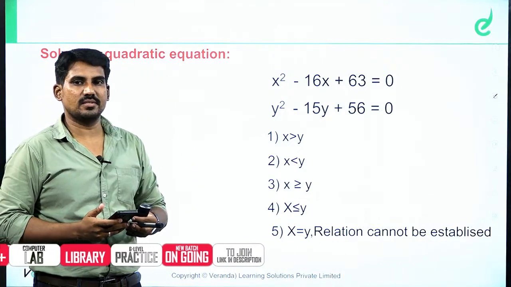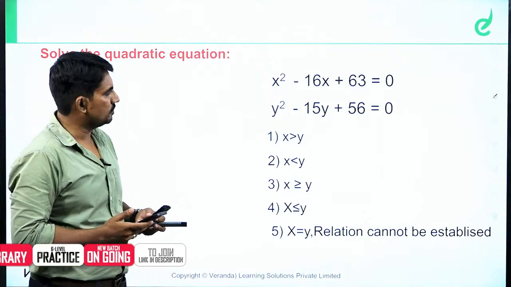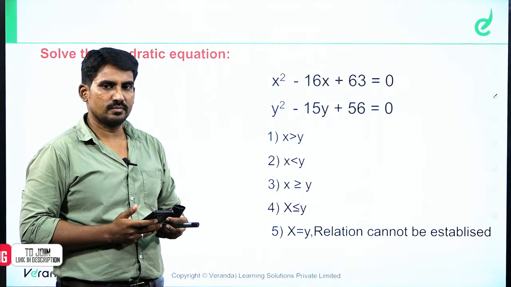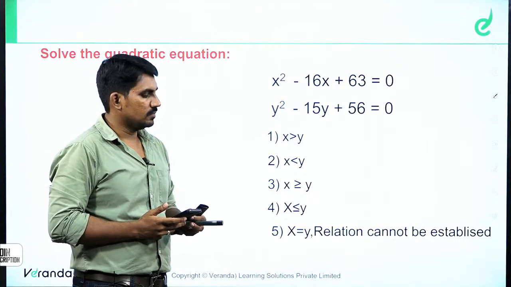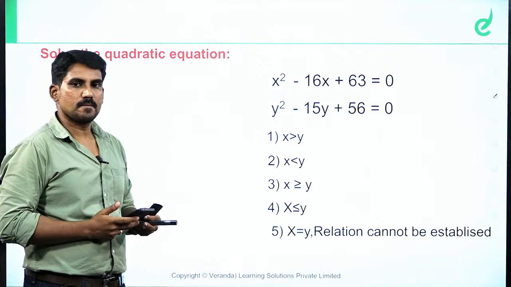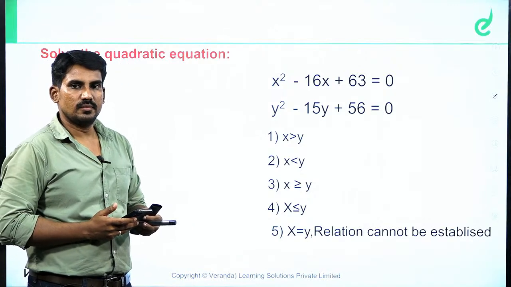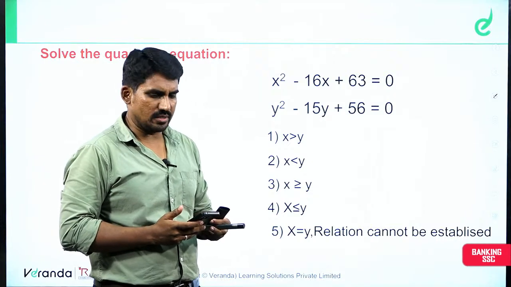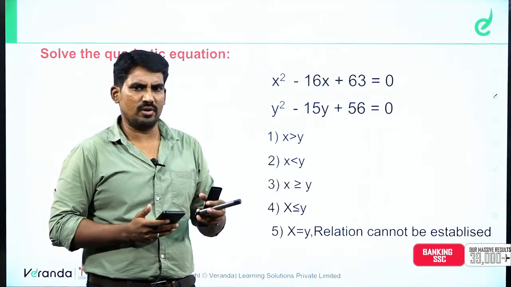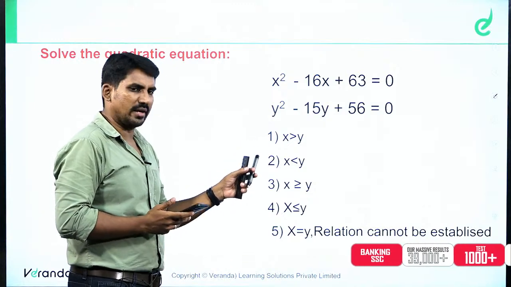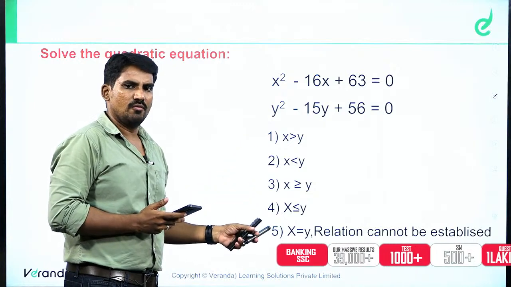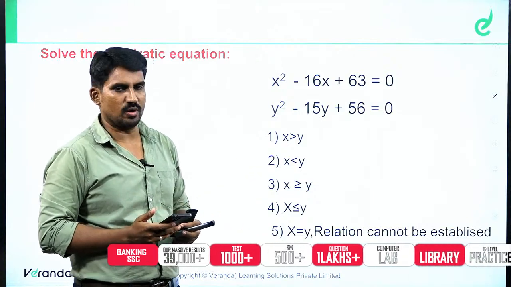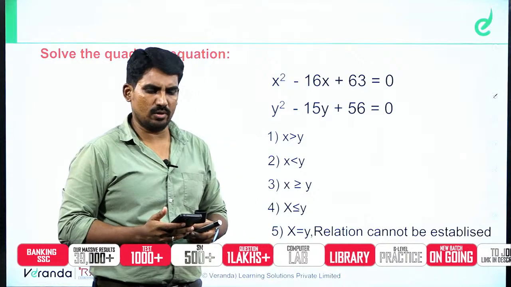Minus 16x plus 63 is equal to 0, minus 15y plus 56 is equal to 0. Find the roots and compare, give the answer. No need to type the option fully: first option means 1, second option means 2, third option means 3, fourth option means 4, like that. Give the option number alone. Clear? No need to type fully.